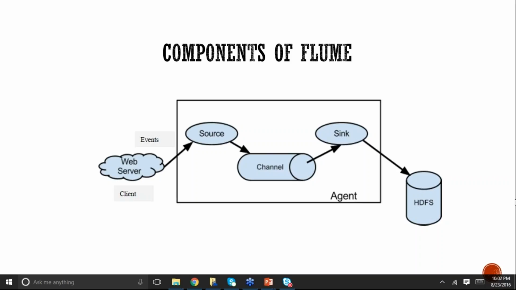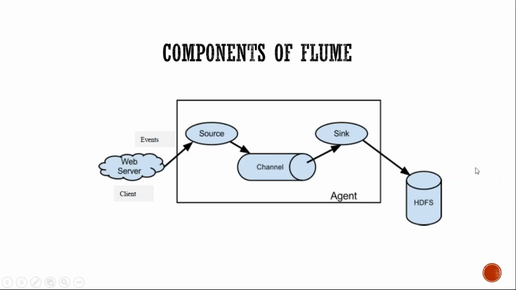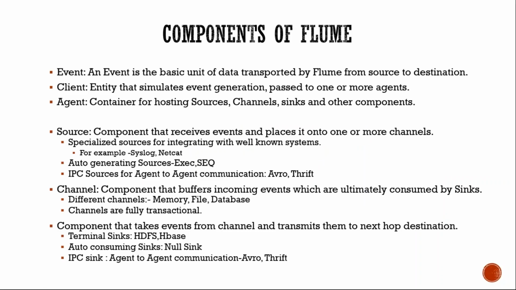Okay, so let us go forward and understand each and every component in much more detail. The components we have looked at are the event, client, and agent. The agent is the one containing sources, channels, and sinks. A source is the component that gets all these logs. So it is basically getting syslogs or netcat or any Unix-based, Linux-based, or Windows-based logs, or any such kind of logs getting generated.